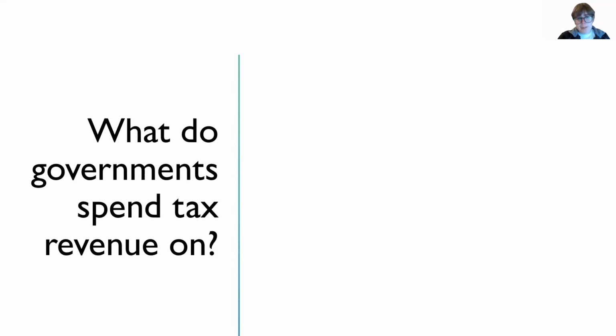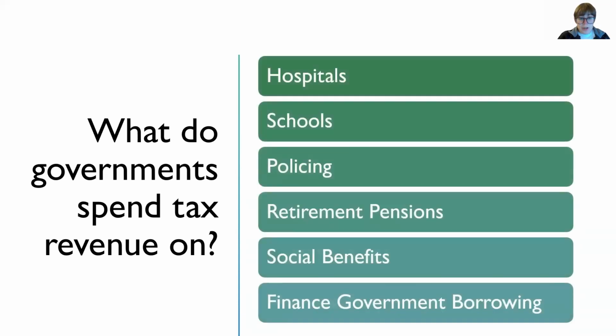So there are a number of things that the government uses our tax money for, and these are not limited to, but include the following. So for use in the hospitals, for the local schools, the police force, any retirement pensions, social benefits, and finance government borrowing.